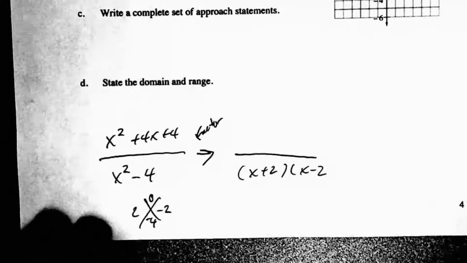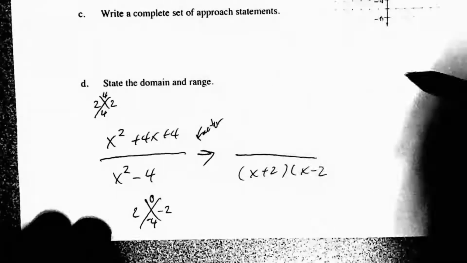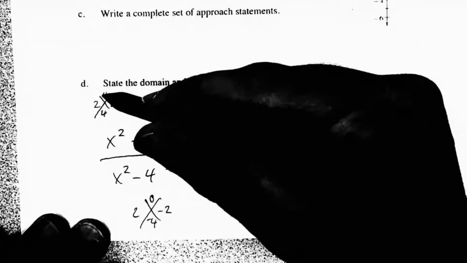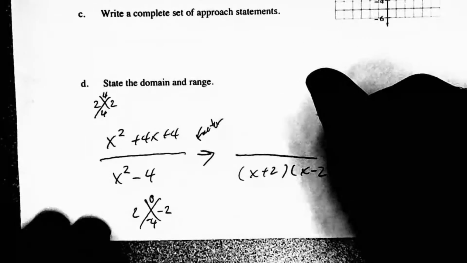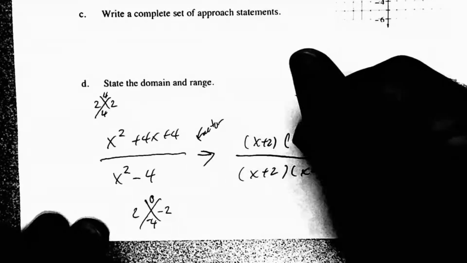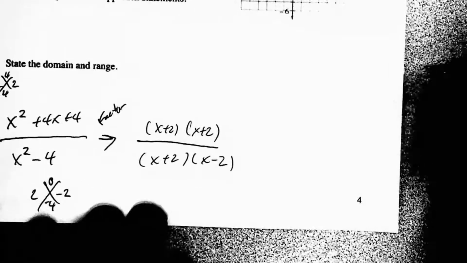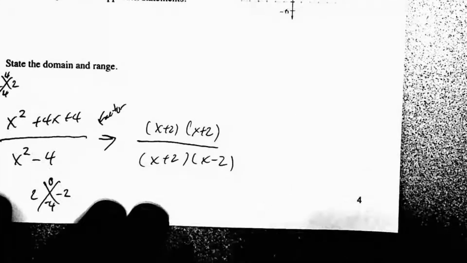And this top one, I can see this is a perfect square, right? You're going to do the same thing: 4 on top, 4 on bottom, and it's 2 and 2. 2 plus 2 is 4, 2 times 2 is 4. So we have x plus 2, x minus 2 on the bottom, and then on top we have x plus 2, x plus 2. Okay. Now we are going to identify our holes and asymptotes.